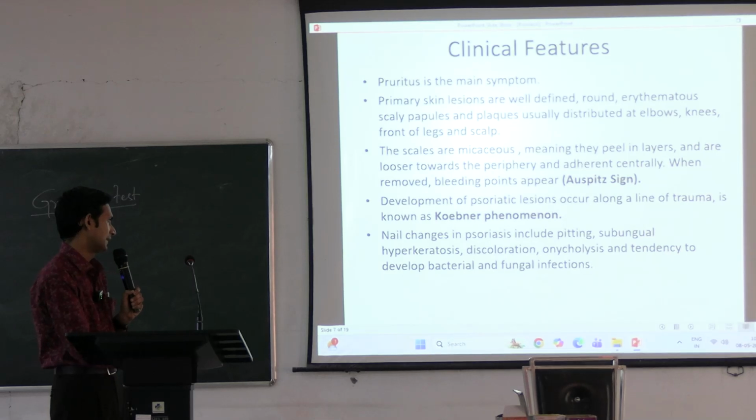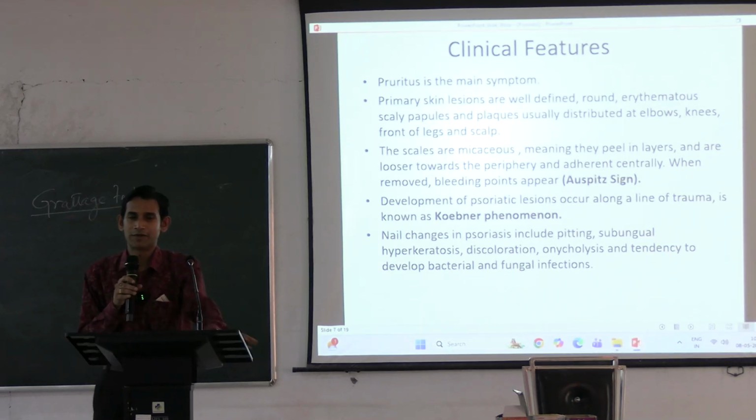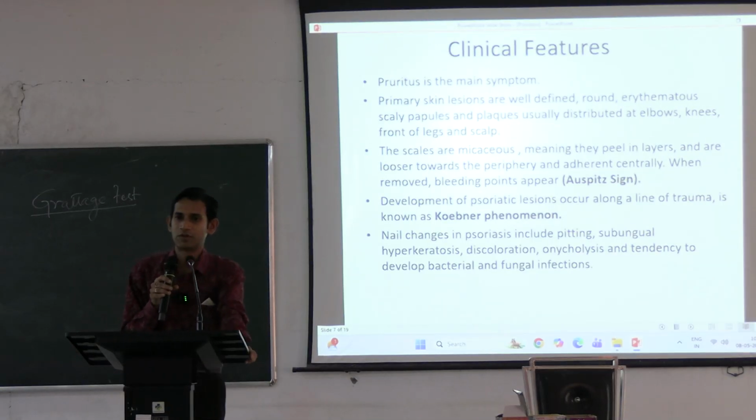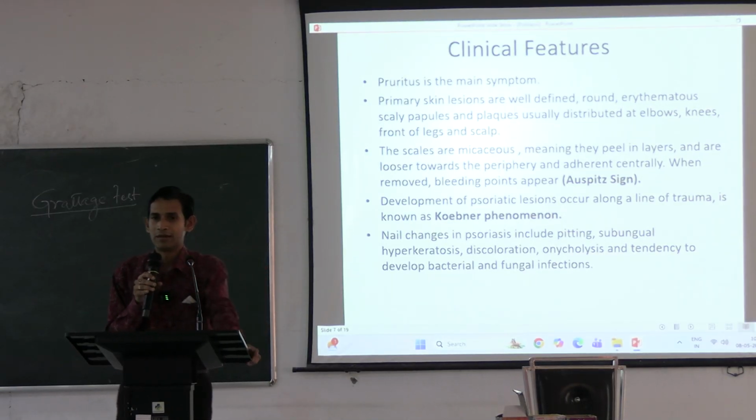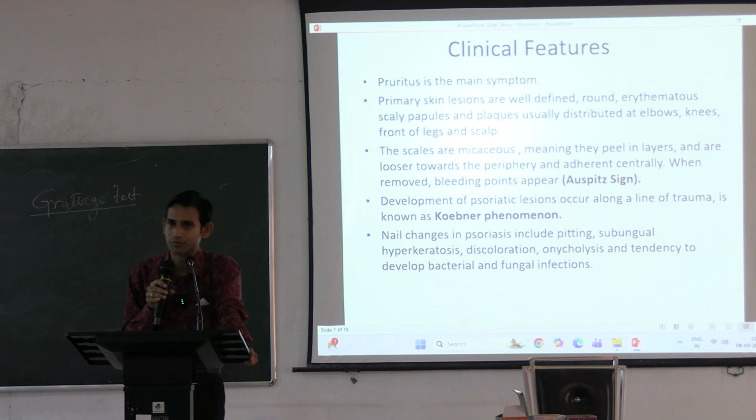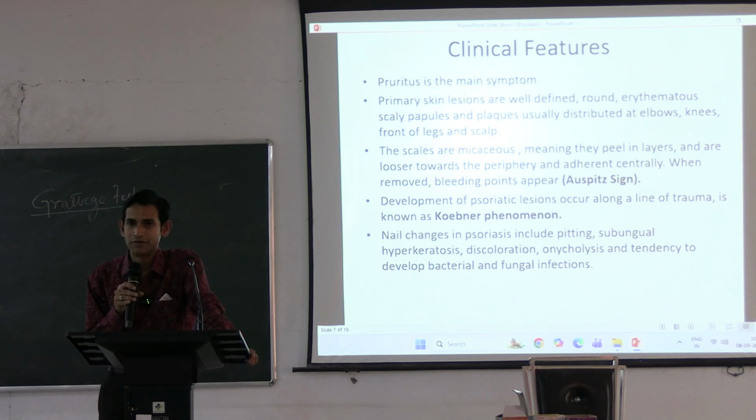Now, coming to the nail changes. Psoriasis, as I have already told, not only affects the skin, but it can also affect the nail and joints. The most important nail changes in the psoriasis are the thimble pitting of the nail, that means small depressions. Other changes are subungual hyperkeratosis, discoloration of the nail, onycholysis, that means separation of the nail plate from nail bed, and increased chance of development of bacterial and fungal infection.